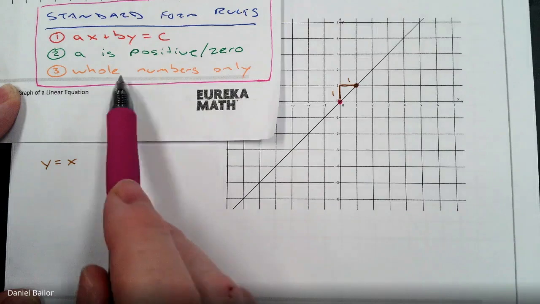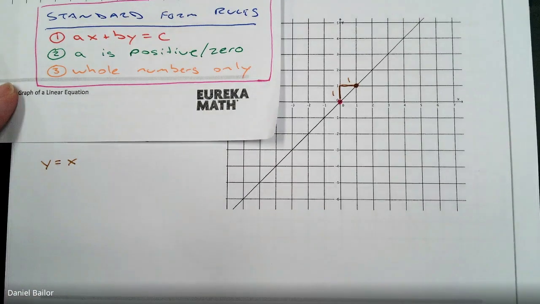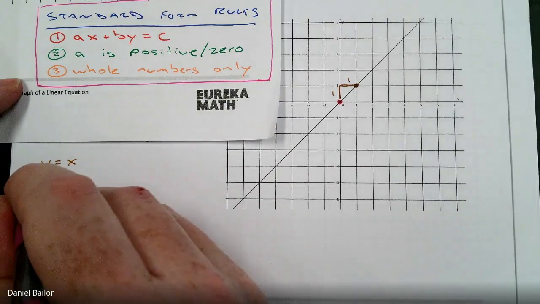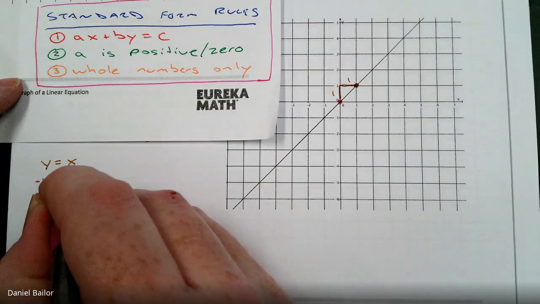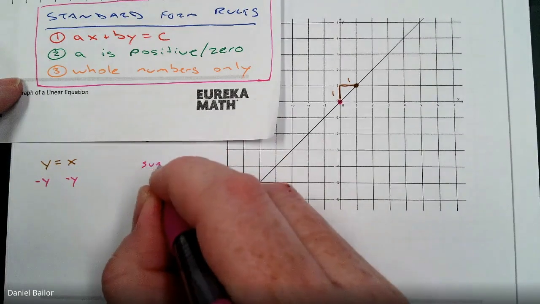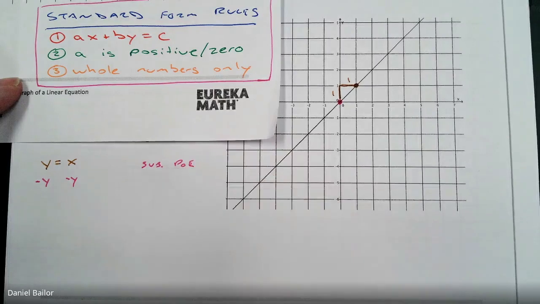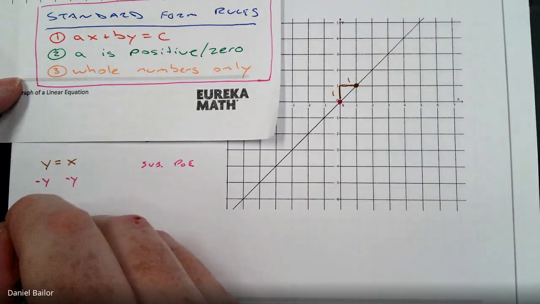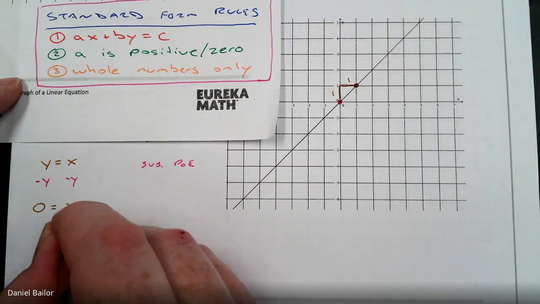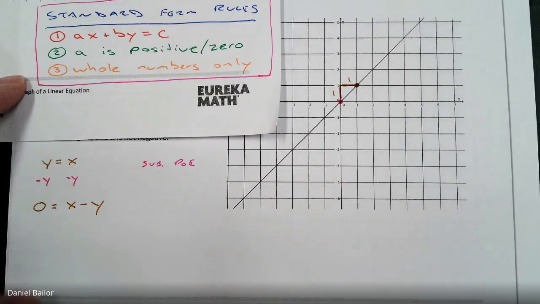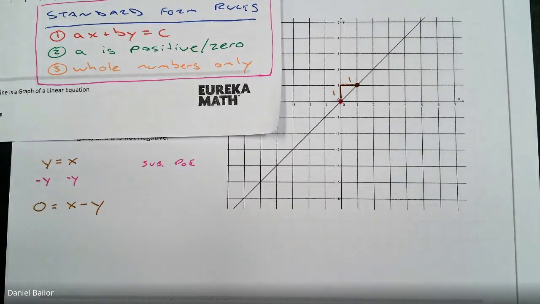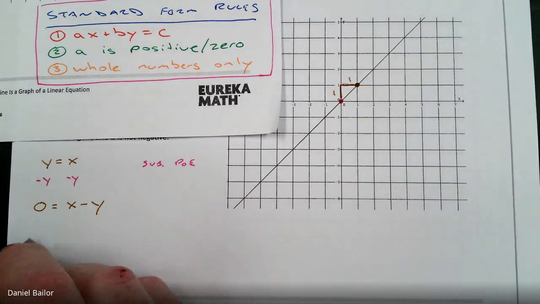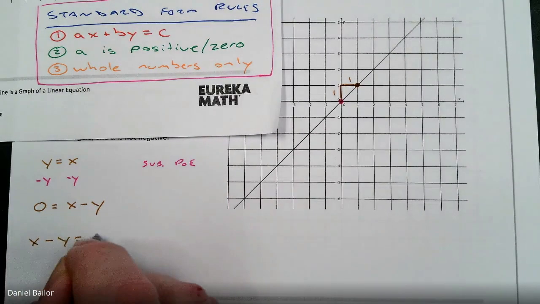But because x has to stay positive, we're going to move the y. We're going to do minus y on both sides. That is the subtraction property of equality. That gives us 0 equals x minus y. And that is standard form. Let's switch it around. 0 equals x minus y is the same as x minus y equals 0.